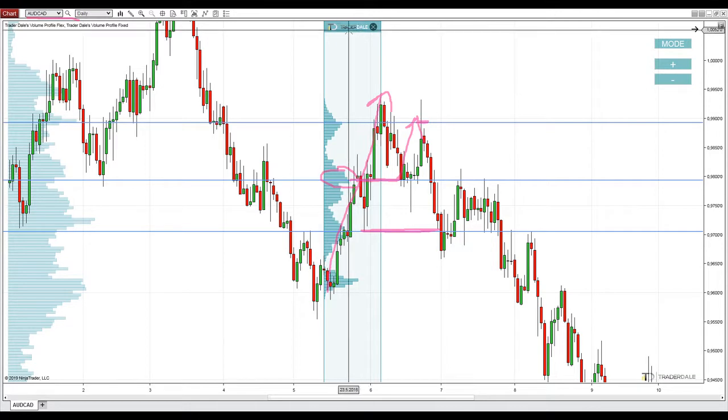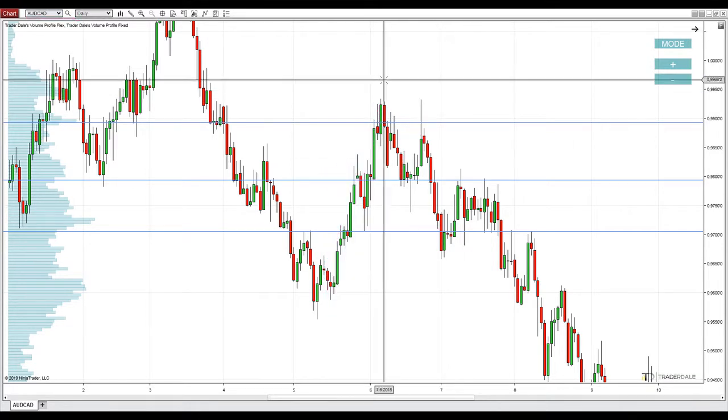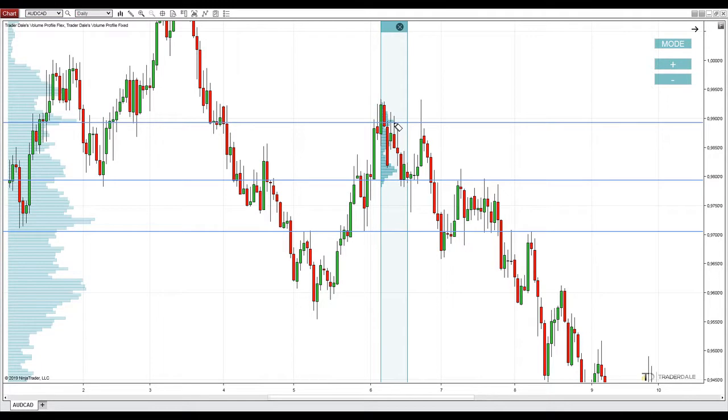Now, if I was trading using the volume-based take profit, it would be the same. I would quit the trade in here at this little volume peak. This would be the best place to quit the trade.